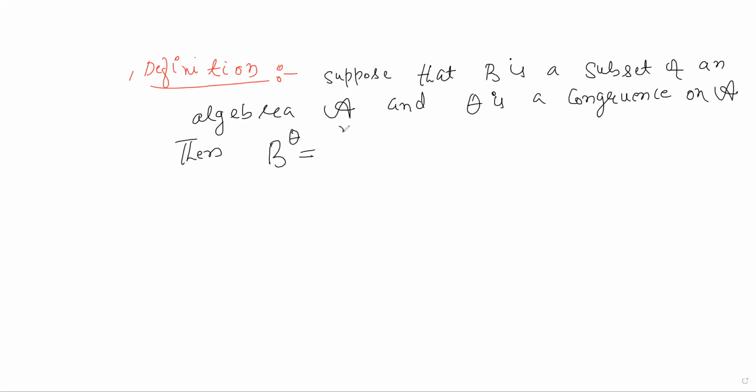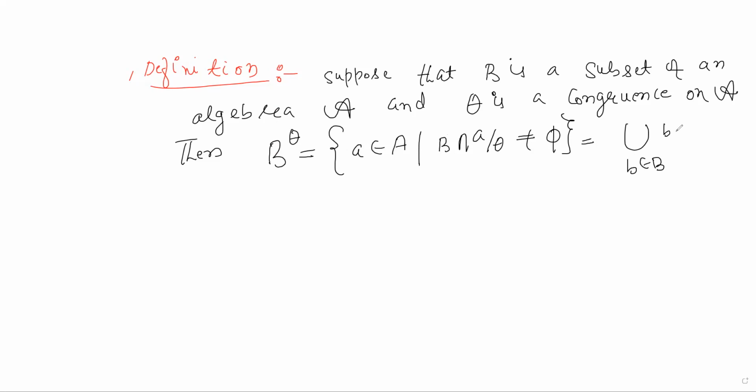So it is actually what? It is those a in A such that the intersection of their classes with B is non-empty. And since classes are either equal or disjoint, you can just say that B theta is the collection of the theta classes of elements of B. So b in B, b by theta. And this is B theta.